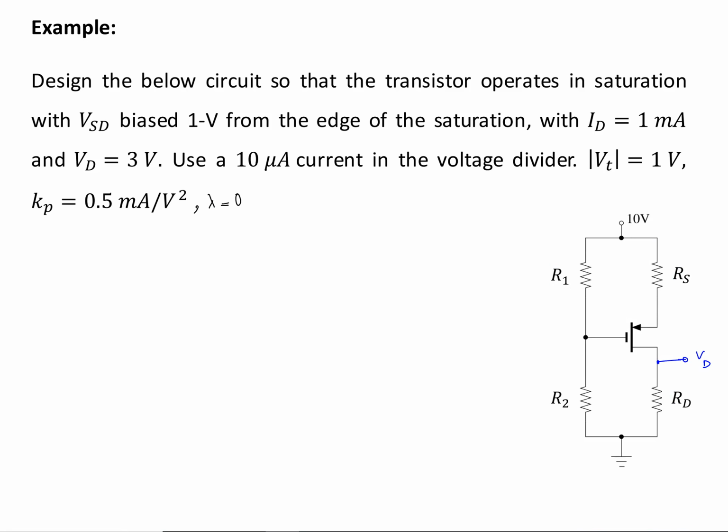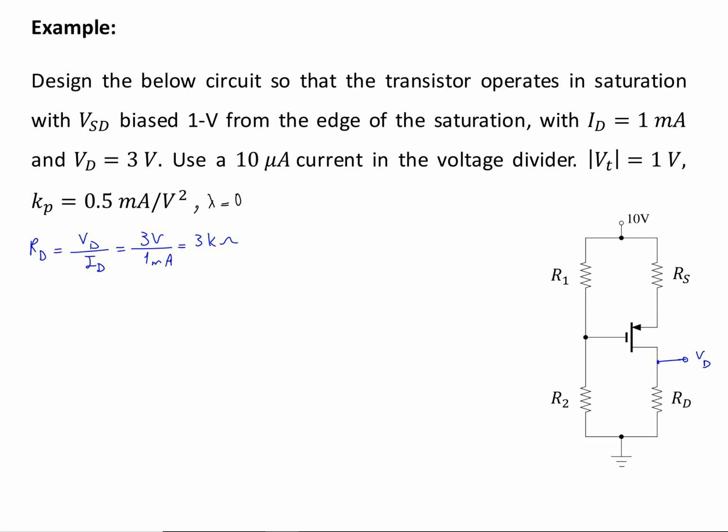So the most obvious one is Rd, which is equal to Vd divided by Id. That's equal to 3 volts divided by 1 milliamp. That's going to give me 3 kilo ohm for the drain resistor.